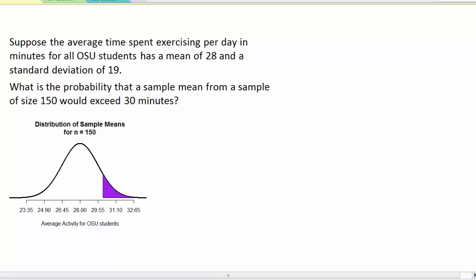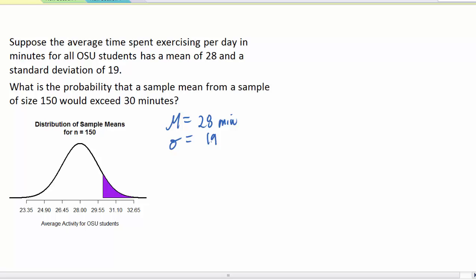In this video, I'd like to show you how you can use the central limit theorem and the TI-84 to solve this problem. Suppose the average time spent exercising per day in minutes for all OSU students has a mean of 28 and a standard deviation of 19. This means that the mean is equal to 28 minutes and the standard deviation is equal to 19 minutes. What is the probability that a sample mean from a sample of size 150 would exceed 30 minutes?